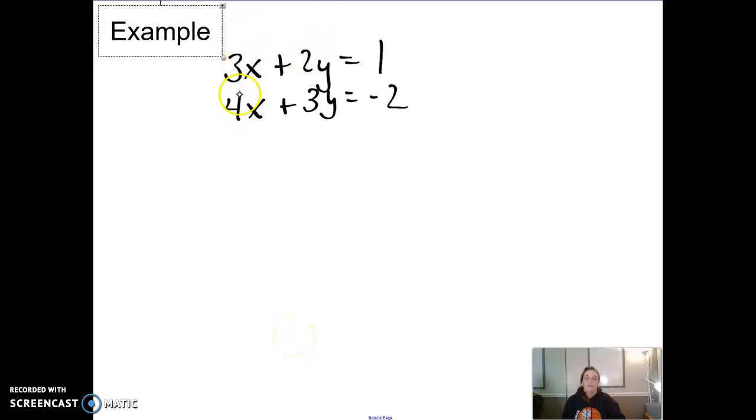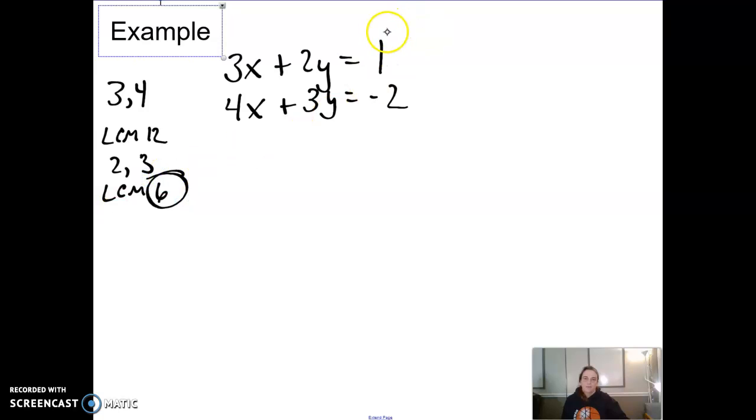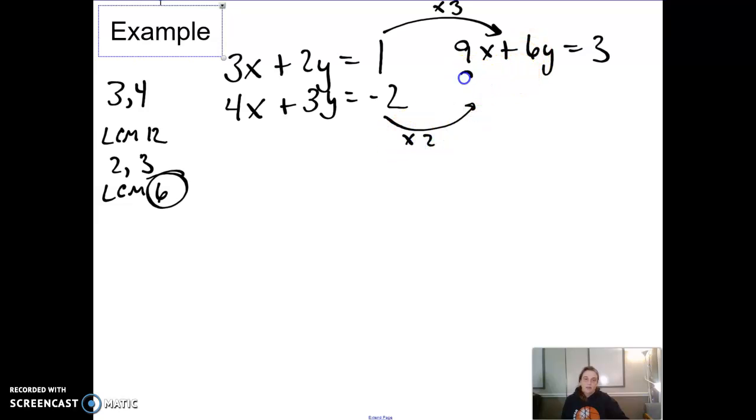If I look, I have 3 and 4. Oh, those are not a common coefficient. The closest I can get, the LCM, would be 12. Here I have 2 and 3, and their least common multiple would be 6. Just in general, I like to use the smaller numbers just because it makes easier multiplication later. So I'm going to go with this 6, least common multiple for y. So I'm going to multiply my top equation by 3. I'll get 9x plus 6y equals 3. I'm going to rewrite this bottom equation multiplying by 2, and I will get 8x plus 6y equals negative 4.